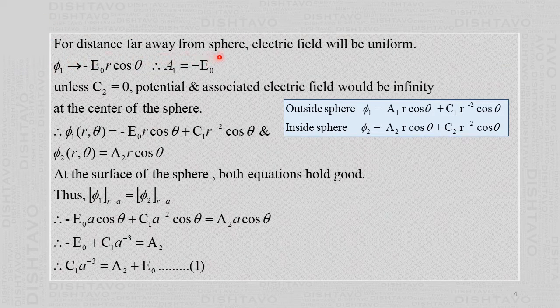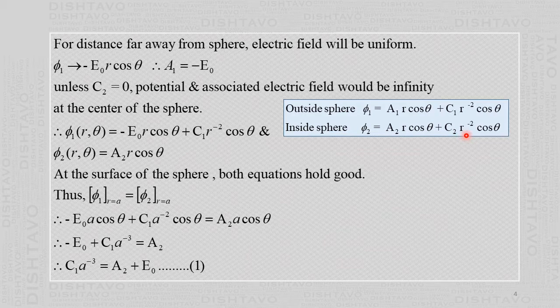For a distance far away from the sphere, the electric field will be uniform, and as we have done in the case of the conducting sphere in a uniform electric field in the previous chapter, in the same way we get here phi 1 tends to minus E0 r cos theta. So phi 1 is the potential outside the dielectric, in the vacuum. So here A1 equals minus E0. Then C2 r raised to minus 2 is there.